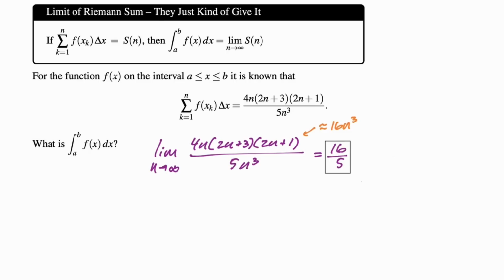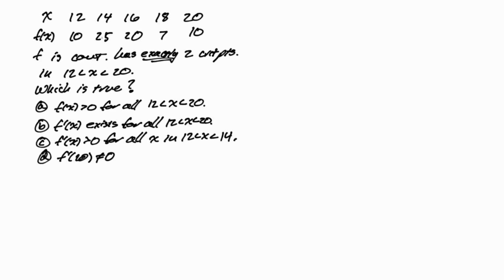A random handwritten question that I'm going to add in here, unrelated, kind of a new topic. Let's say we have this table of values. We have x is 12, 14, 16, 18, 20. F of x is 10, 25, 27, and 10. We're told that f is continuous and has exactly 2 critical points in the interval from 12 to 20. Which of the following is true?